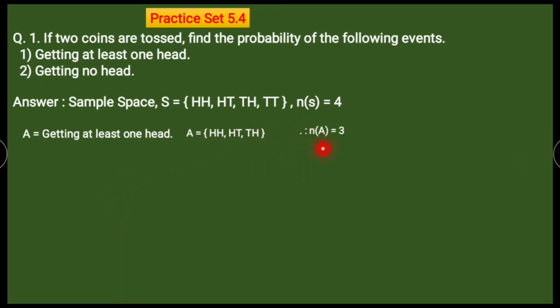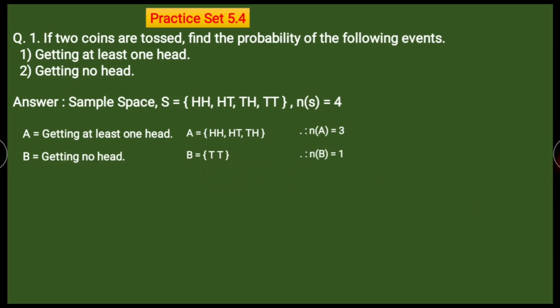Now we require the probability, and we know the probability by the formula P(A) equals n(A) upon n(S). So first we calculate both values, that is for event A and event B. So for the second event, getting no head, that is TT. So we write here B containing the element TT. So n(B) equals 1.